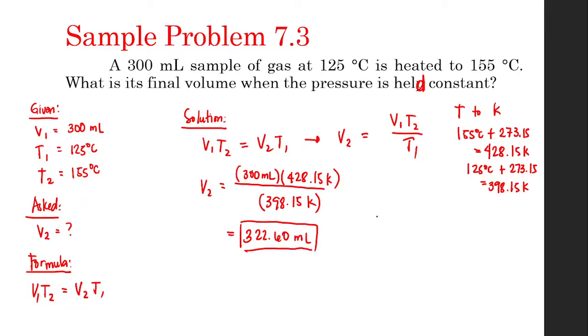And if you're going to check that, we know that in Charles' law, V is directly proportional to T. If we look at this right here, so we have our T and our original V. So we have our 3 ml to our 125 degrees Celsius. And if we compare it, we change our temperature of 125 to 155 degrees Celsius. So now, what is our new ml? That is 322.60 ml. So we have an increase in both.